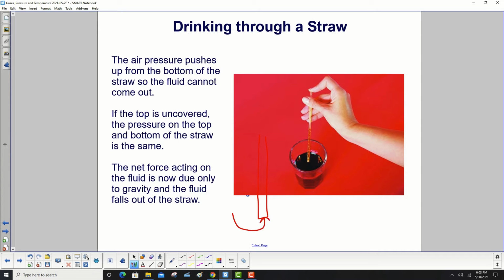If the top is uncovered then, right, pull the finger away, the pressure on the top and bottom of the straw is the same now. The net force acting on the fluid is due only to gravity, okay, not due to the air pressure on the top or the bottom of the straw, and the fluid falls out of the straw due to gravity.